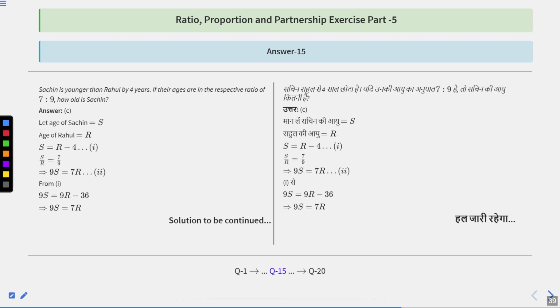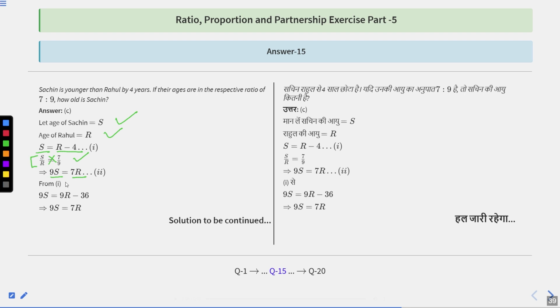Let the age of Sachin be S and the age of Rahul be R. According to the question, Sachin's age is 4 years less than Rahul's. So we can write S equals R minus 4. Clear? And it is also given that the ratio of their ages, S upon R, equals 7:9. So we can write 9S equals 7R, by cross multiplying.